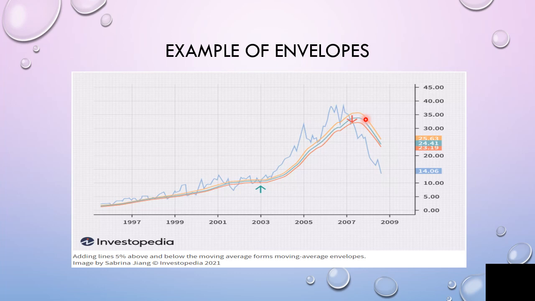Bollinger Band pun dia ada juga upper line dengan juga lower line. Cumanya envelope ni dia sama. Dia punya percentage dia sama. Kalau yang antara MA dengan upper line ni dia bergerak secara 5%, so yang bawah pun sama. Biasanya kita akan guna 5% or 10%. Jadi kat sini adding lines 5% above and below the moving average forms moving average envelopes.